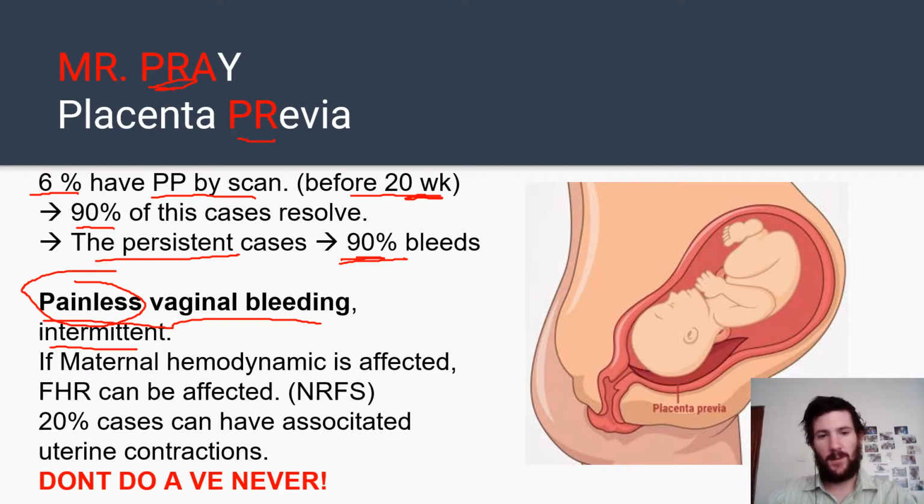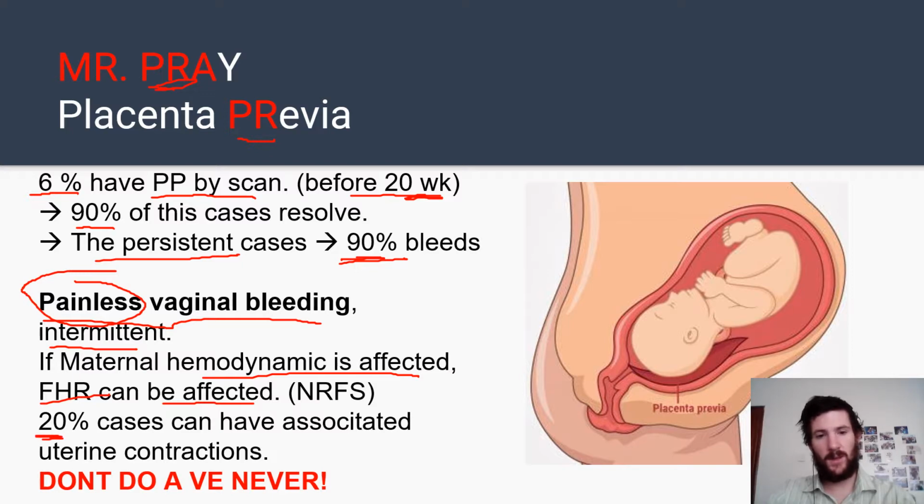If the maternal hemodynamics are affected, I mean, if the mother is bleeding so much that she is now in shock, the fetal heart rate can be affected. But before that, if the maternal hemodynamics are not affected, the fetal heart rate will not be affected. That is a main difference with abruptio placenta, which we will talk about in a few slides.